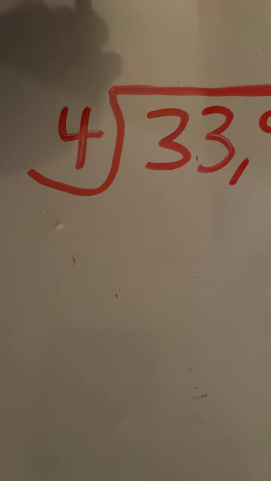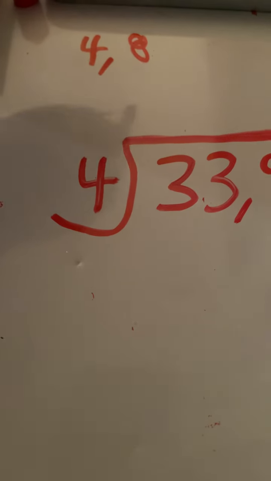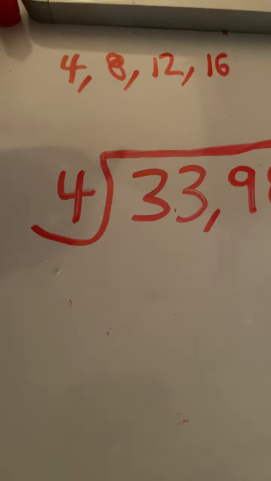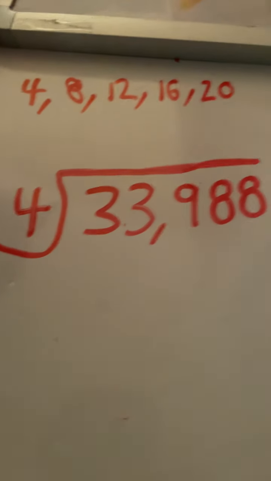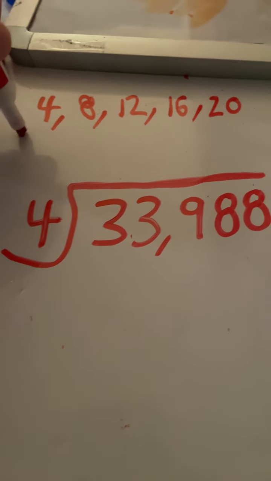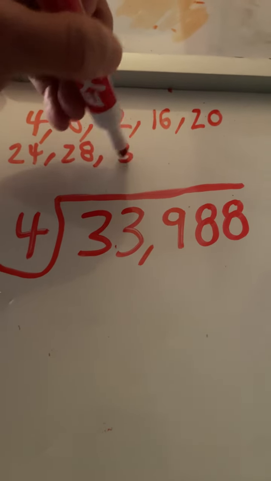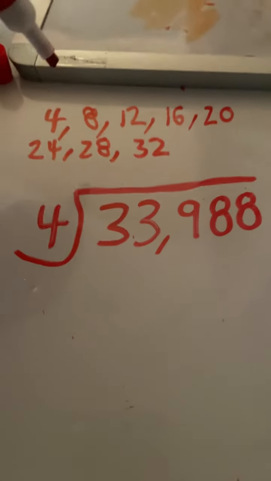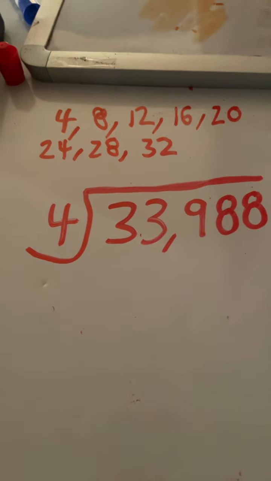So I'm going to start counting by 4s. 4, 8, 12, 16, 20. So far I have 1, 2, 3, 4, 5 groups, but I'm not done yet. 24, 28, 32. Now if I count by 4 again, I'll be at 36, and that's too far. But I was able to get 1, 2, 3, 4, 5, 6, 7, 8 groups of 4 within the number 33.